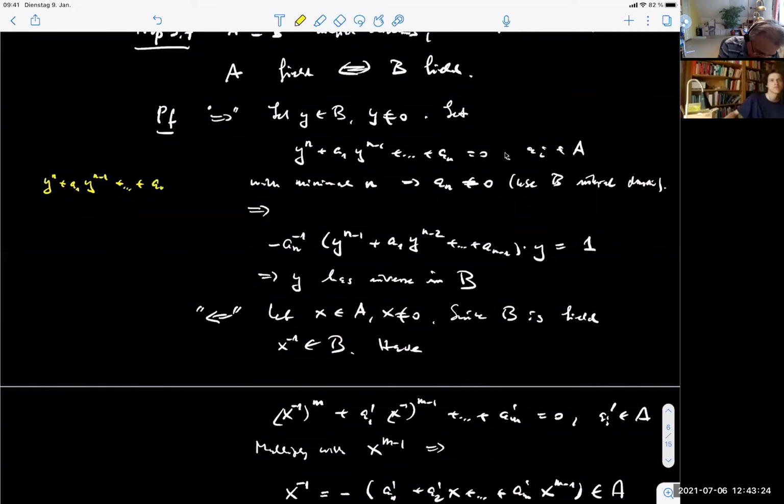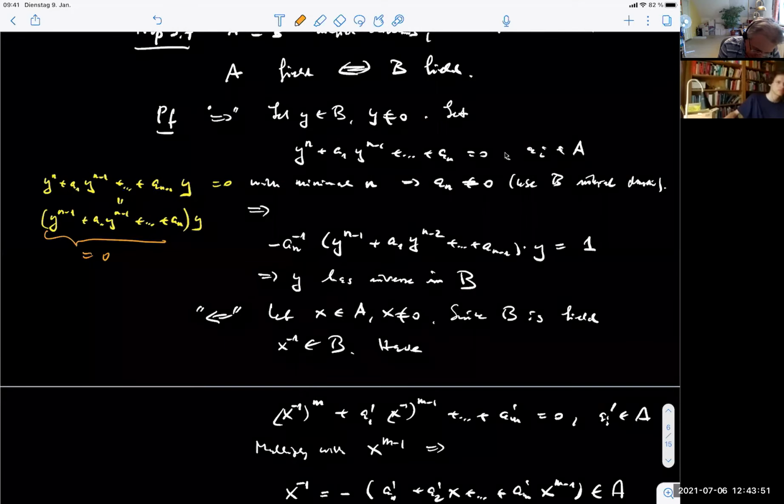Okay, then it would look like that. But then I can pull out the y, because what I have... right? And now, because y is non-zero, it follows this must be zero, because y is non-zero. And I have an integral domain. Okay, good.